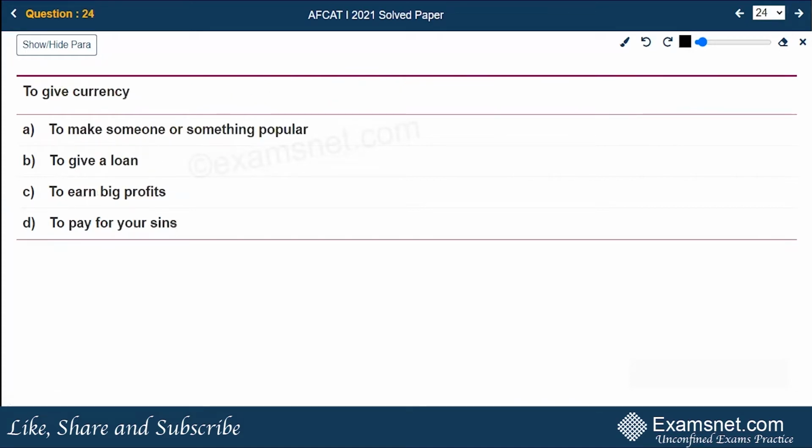Next, 24th, to give currency. To give currency means to make someone or something very popular. Okay, this is the answer: to make something or someone popular. Let's make a sentence. I can't give any currency to anything, says Donald Jones. Right? So option A is the correct answer to this question.